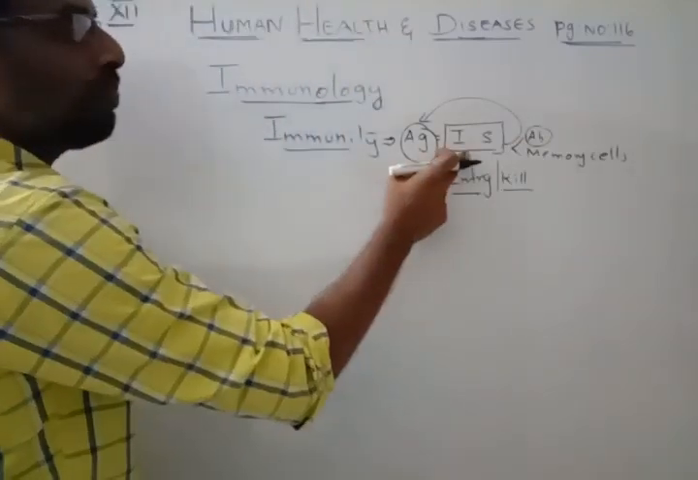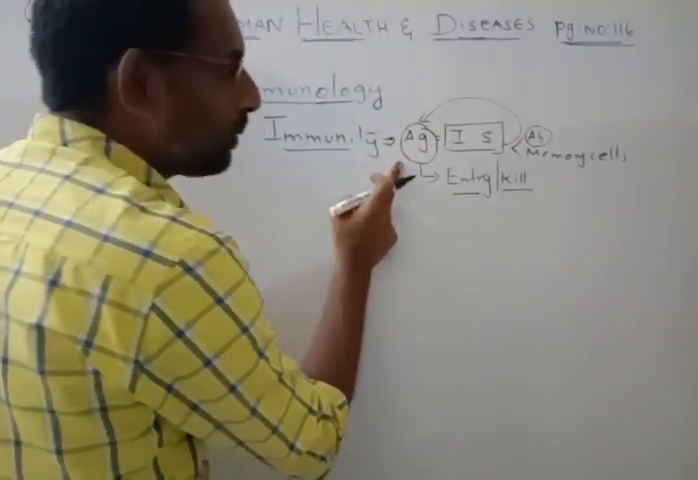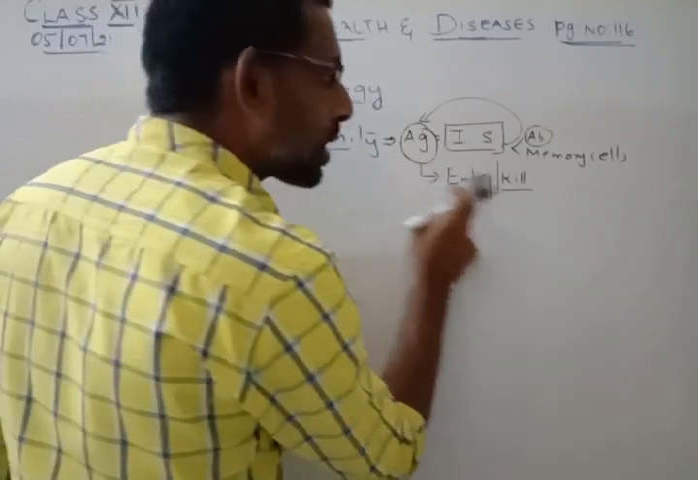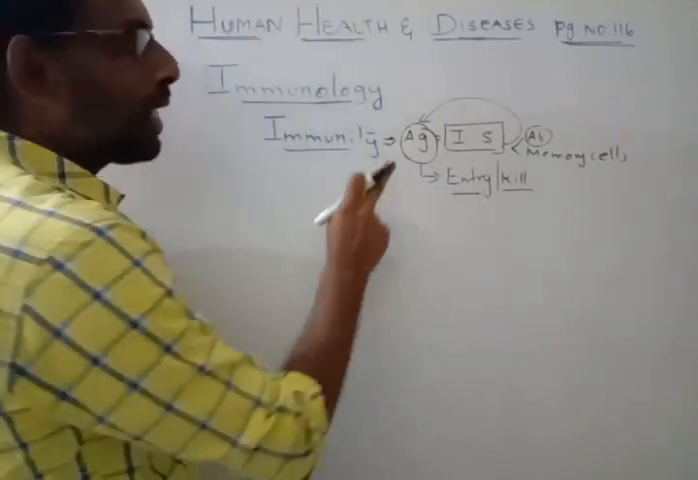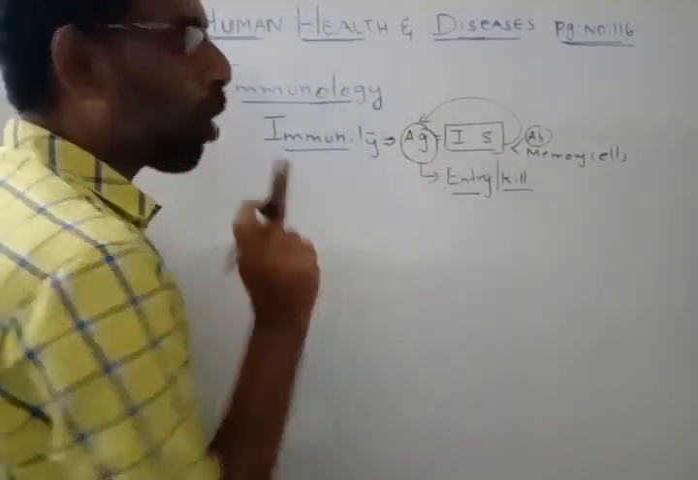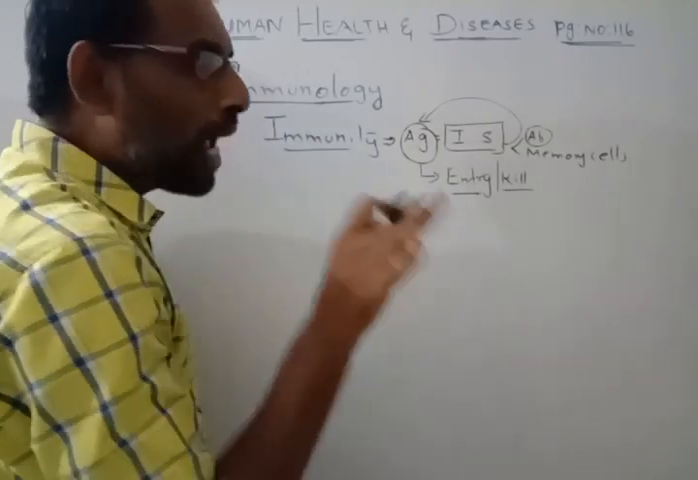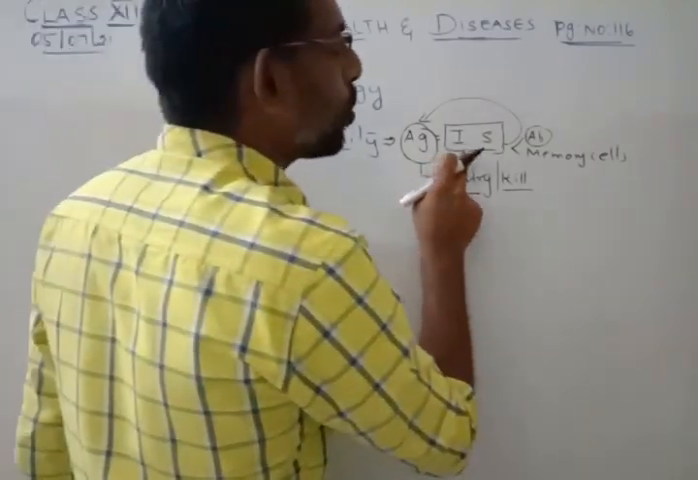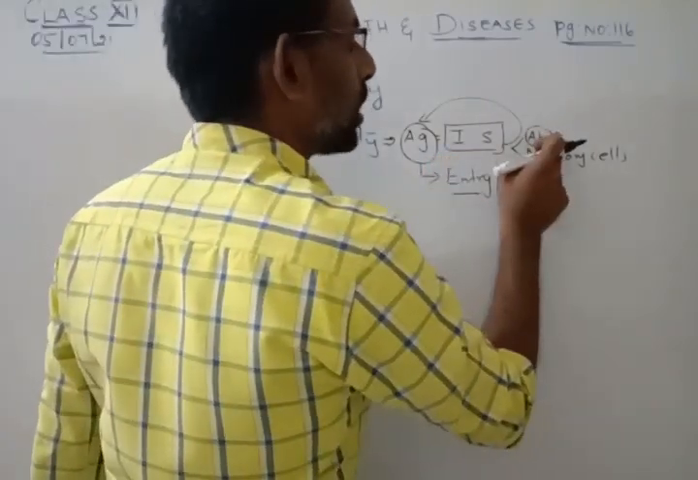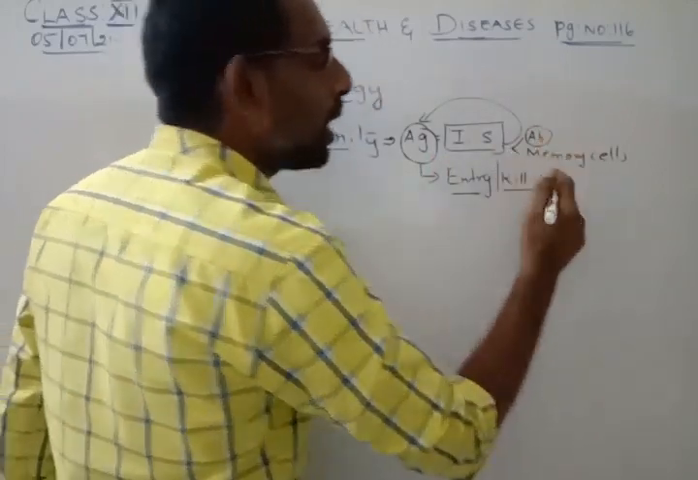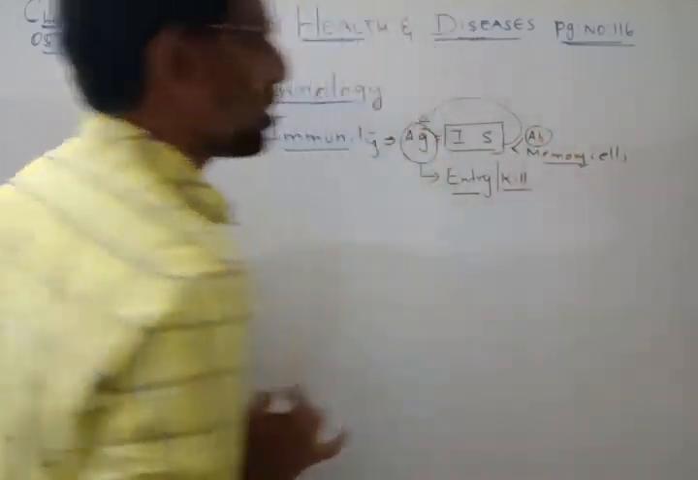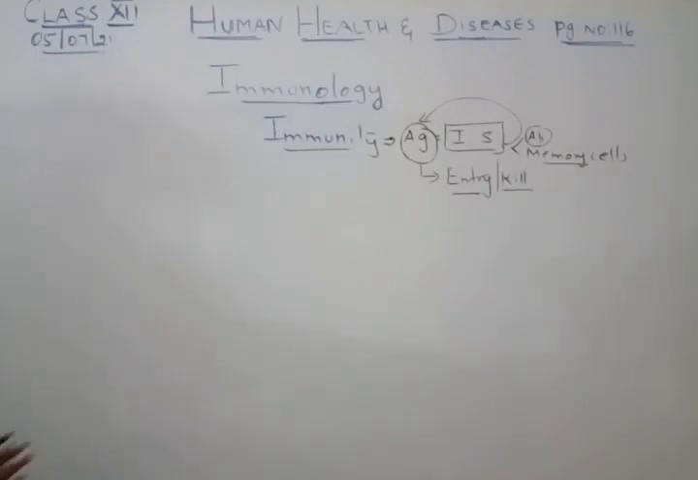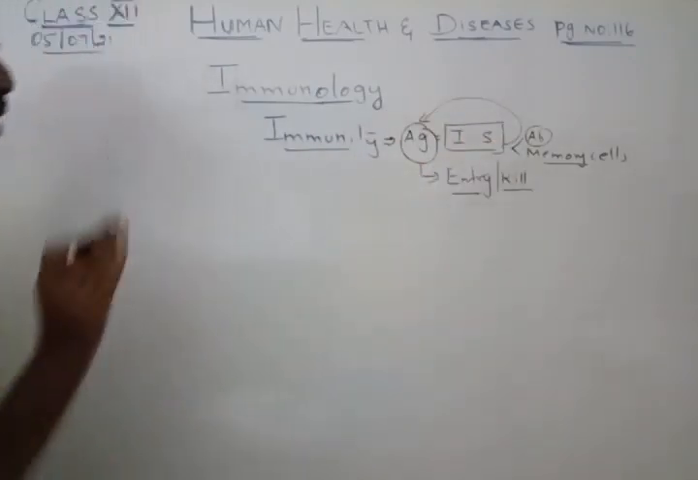The immune system, after recognizing the antigen, has to destroy it, or prevent its entry into the body, to keep the body healthy. So how is it doing this? By the B cells, by the antibodies, as well as by the memory cells. So this entire process is called immunity.